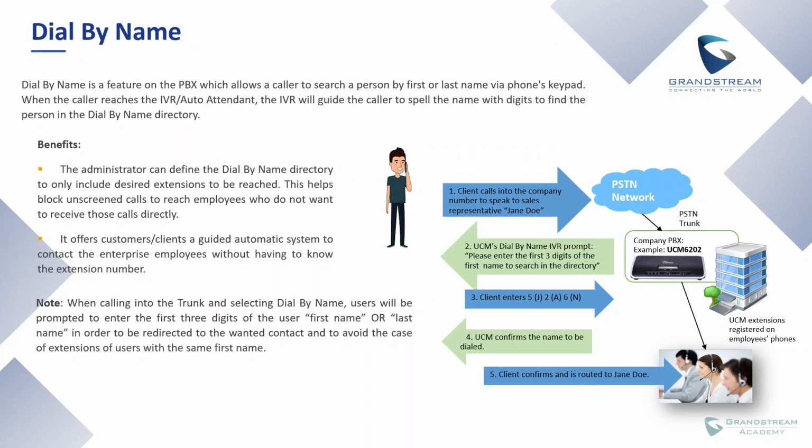After dialing in and selecting the dial by name option from the IVR, the caller will be prompted to enter the first 3 letters mapped to digits from the keypad to find the person in the dial by name directory. The UCM 6000 dial by name feature is very useful when companies don't want to reveal internal extension numbers and want to have a restricted list of employees be accessible by callers from outside. In the case where there are 2 people with the same first name, users can reach the right person by entering the first letters of the person's last name.